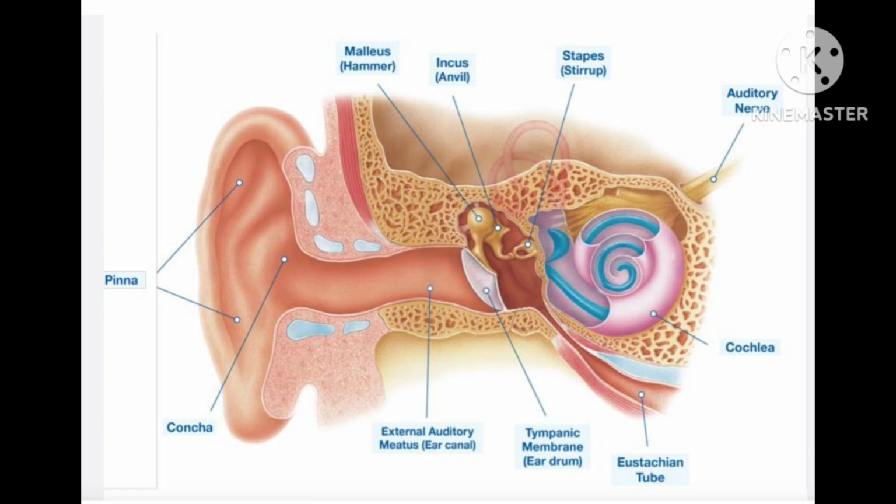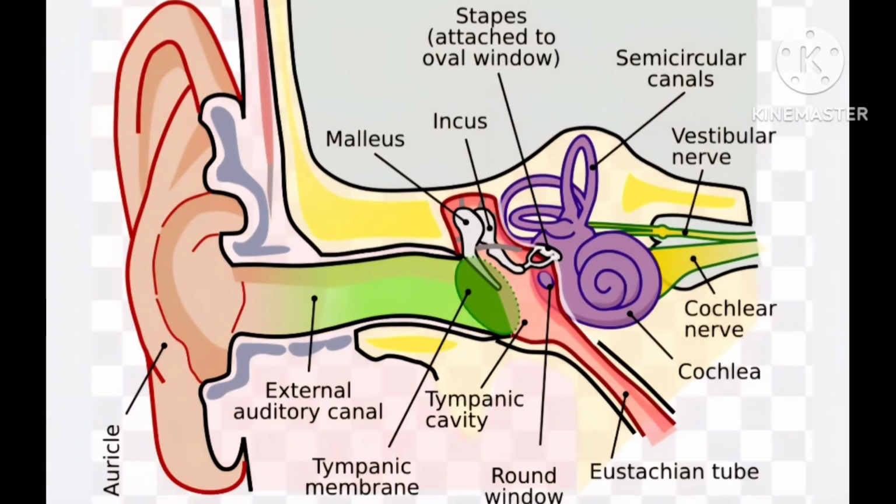Now we'll move on to the inner ear. The inner ear is also made up of three parts: cochlea, vestibule and semicircular canals. And also there are two nerves, the cochlear nerve and the vestibular nerve, which connect the ear with the brain and also the brain with the ear. So these are all the parts of the ear.